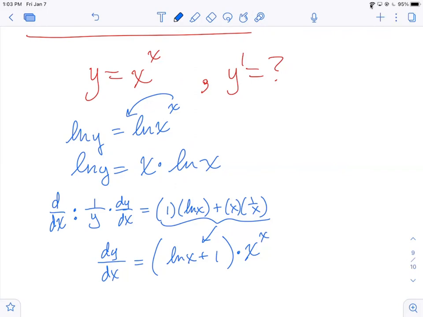3.4, we'll start it on Monday. We will test on Wednesday over memorization and everything. And that includes the unit circle. That includes your identities like cosine squared plus sine squared.